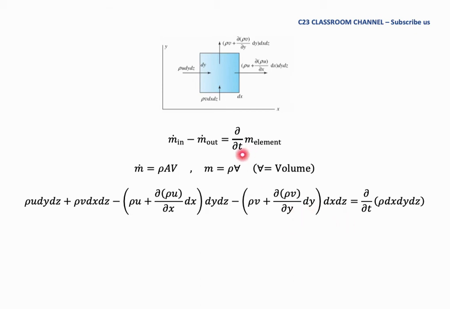And then we write the mathematical equation for del/dt of the mass of the element. We know that mass can be calculated by multiplying rho and the volume. So we have rho here, and the volume of this control volume is dx, dy, and dz. So we write del over del t of rho dx dy dz.